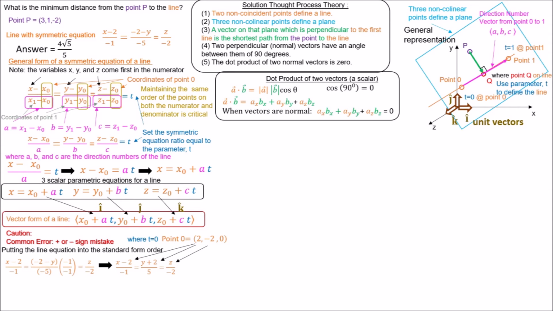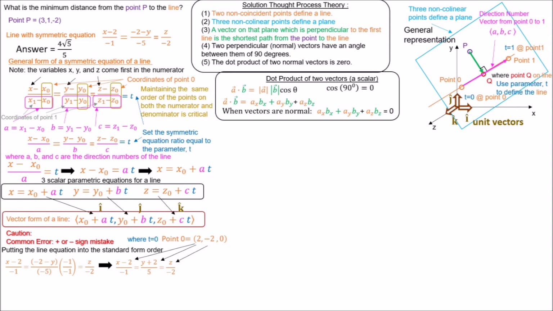And we know since the equation is in the standard form where the coefficients of the x, y, and z variables are all 1, then the denominators will be the direction numbers of the line. So a is minus 1, b is 5, and c is minus 2.